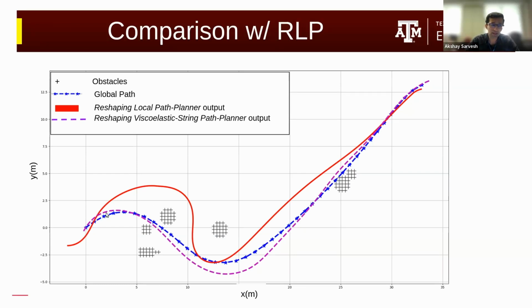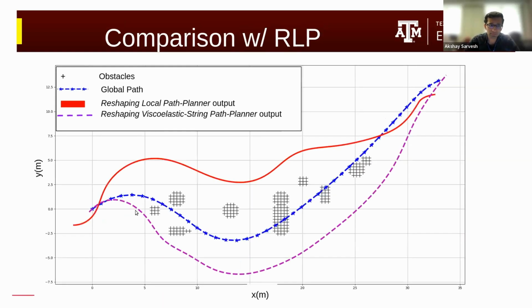As you can see, the reshaping local path planner output looks something like this, as we see in red, and the reshaping viscoelastic string path planner output looks like what we see in the pink. You can see here that the reshaping viscoelastic string path planner performs slightly better than the reshaping local path planner in terms of cross-track error. We compare this with a few other scenarios as well.